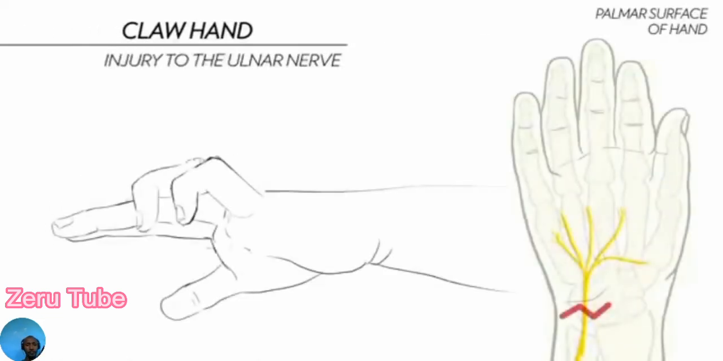Look, if there is an injury in the ulnar nerve, the patient can have a claw hand sign. If there is an injury at the distal part of the ulnar nerve, the patient can have the claw hand sign. This is a claw hand sign.